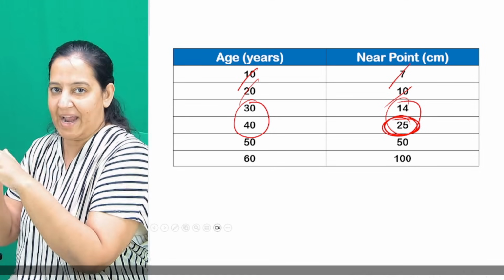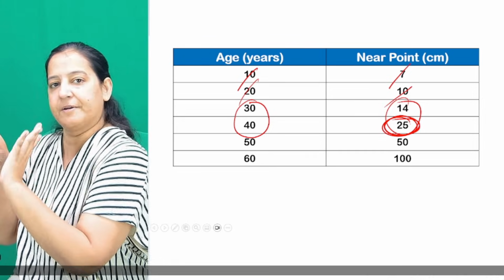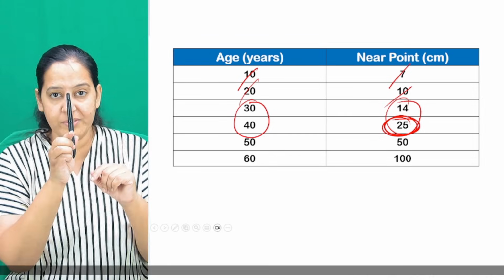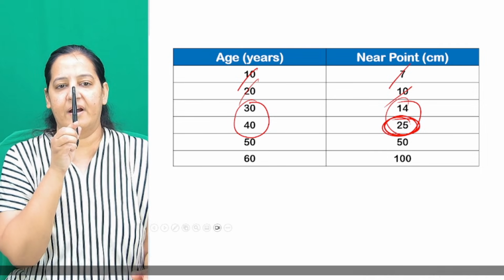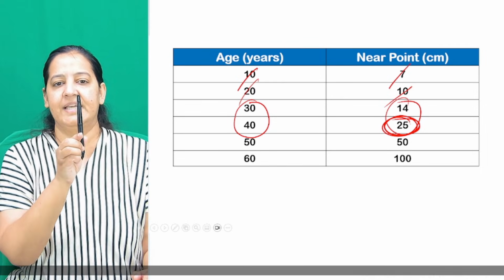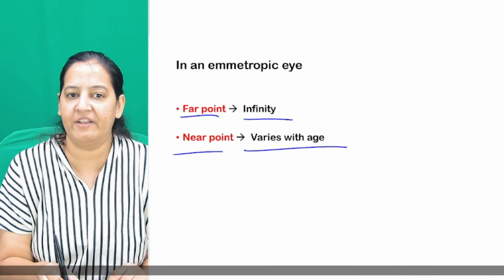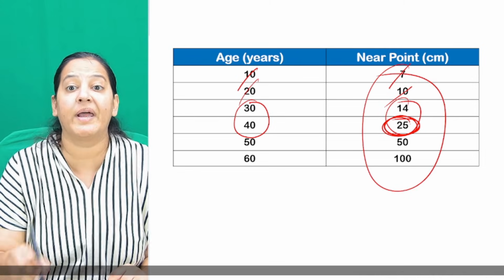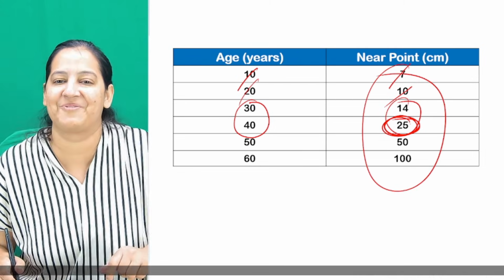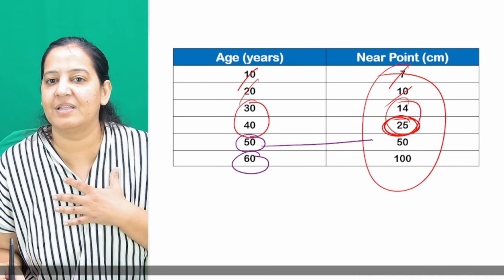So 25 is the ideal in young or middle age. The closest distance at which I can see this image clearly is 25 centimeters. I can't see it at 10, I can't see it at 7, I can see it at 25. So for me, the near point is 25, and it varies with age. Whatever your age, you can find your near point if you are emmetropic. With increasing age, when I become 50 or 60, this will increase.